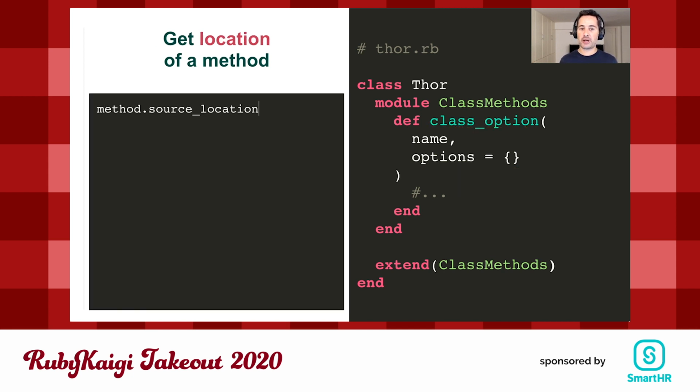We can do even more. We can get the location of a method by calling method.source_location, and that returns, again, a tuple, with the first entry being the file name where that method is defined. The second entry is the line number in that file where the method is defined. So this is useful if you want to check if this method is actually defined in this gem, or that method is defined on this module, but from another gem. So you can actually test to see if it's inside the gem folder or not.